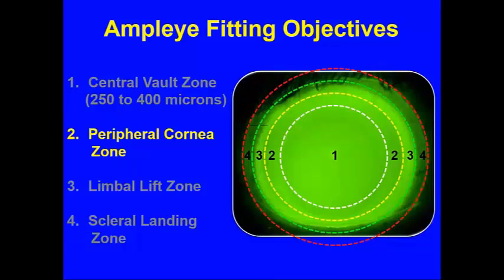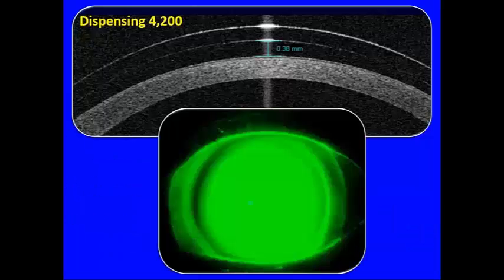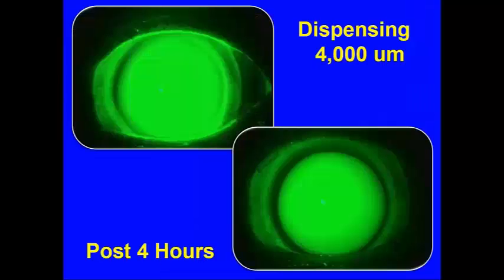Now, once we've established the volume of tear underneath the center of the lens, we're going to move out to see, does the lens clear the peripheral cornea? That is zone number 2, the peripheral cornea zone. Here we see a beautiful example of a lens with 380 microns of central apical clearance, but as you can see, we have fluorescein thinning taking place in the periphery, in that area of that peripheral corneal zone.